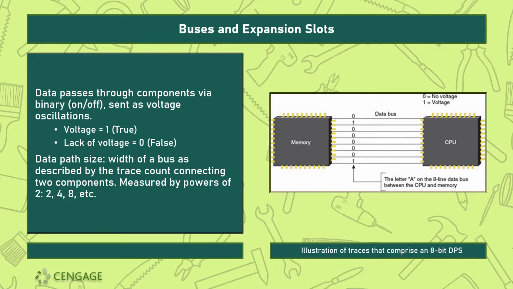We can see on the graphic on the right that we have a memory chip and a CPU, and there are 8 traces between them, so the DPS would be 8. It is passing in what's called parallel, one instruction 8 bits wide. So we can see 0, 1, 0, 0, 0, 0, 0, 1. That is the representation of the letter A, capitalized, on the 8-line data bus between the CPU and the memory.